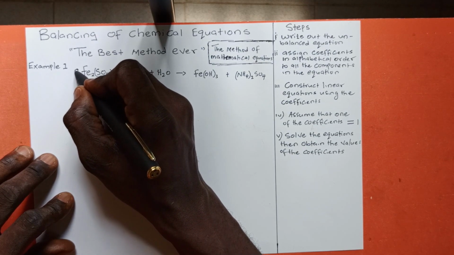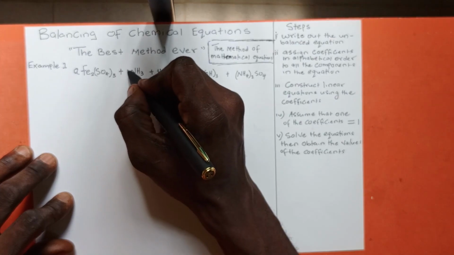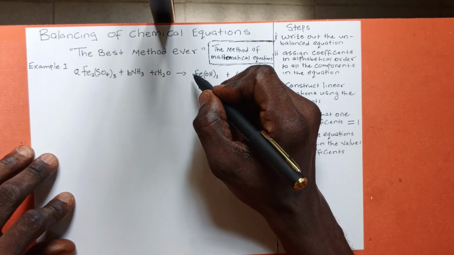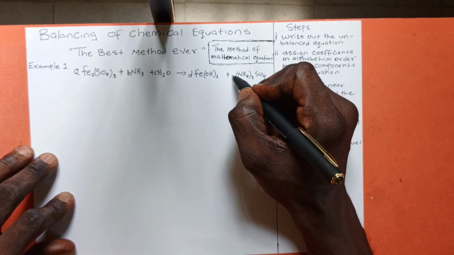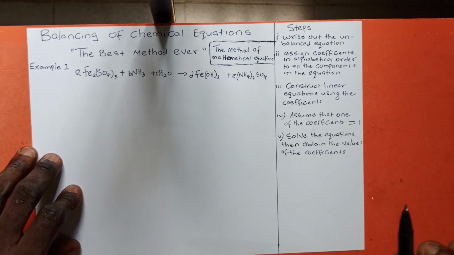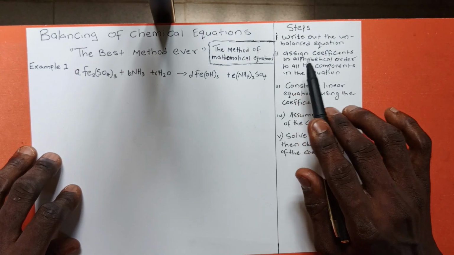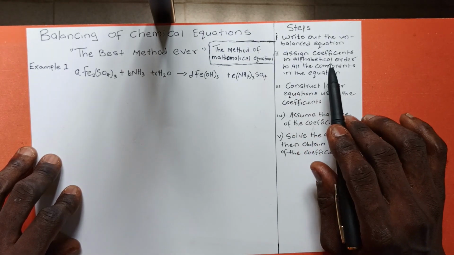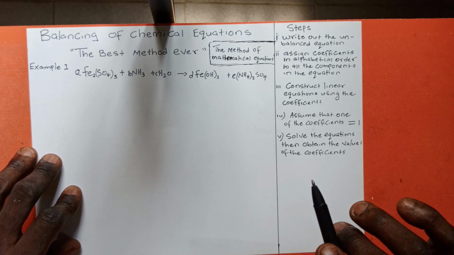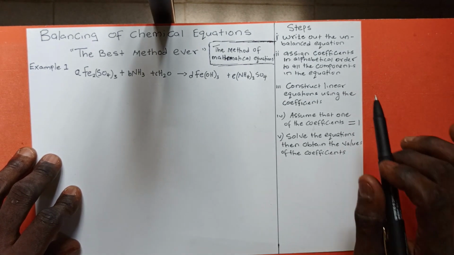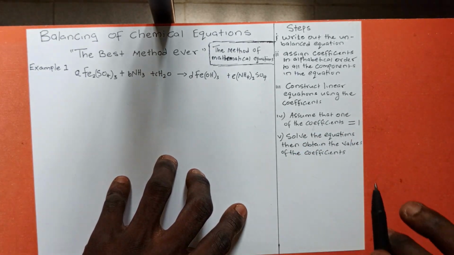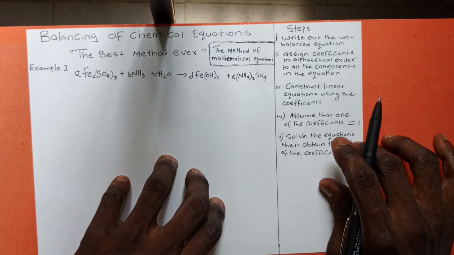Starting with, I'm assigning A here. I'm assigning B here. I'm assigning C here. I'm assigning D here. And I'm assigning E here. These are my coefficients. So I have done the second step, assign coefficients in alphabetical order to all the components in the equation. Now the next thing I'm going to do is construct the linear equation using the coefficients. And it's done this way.